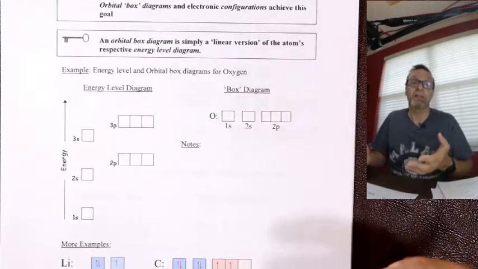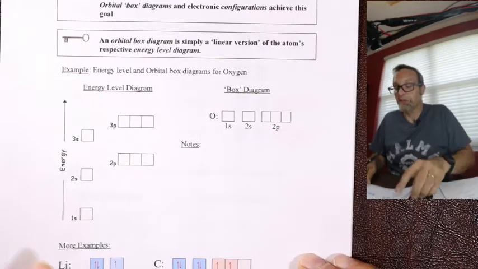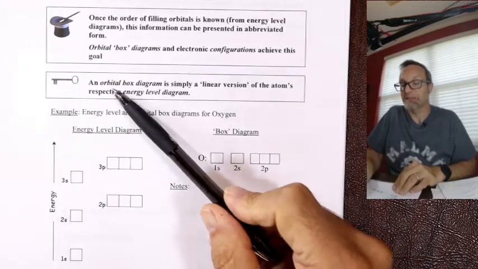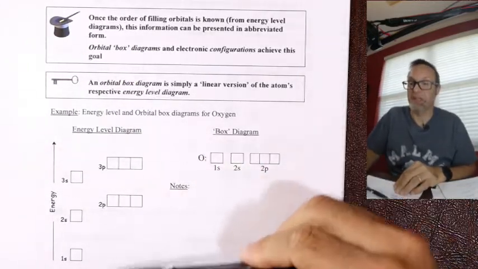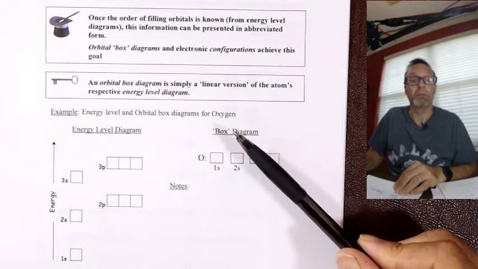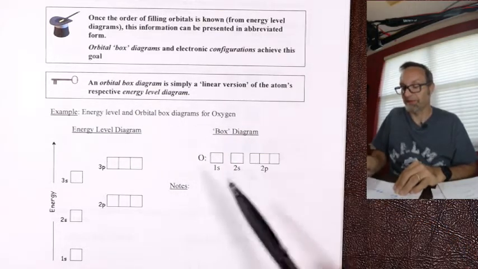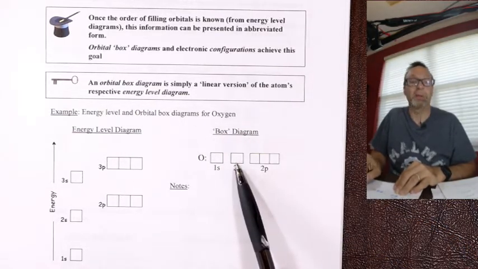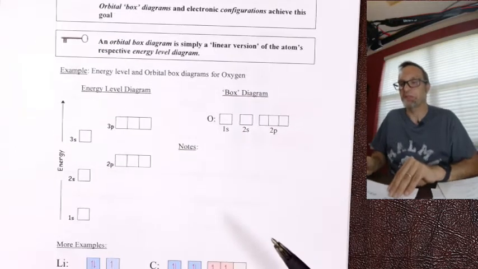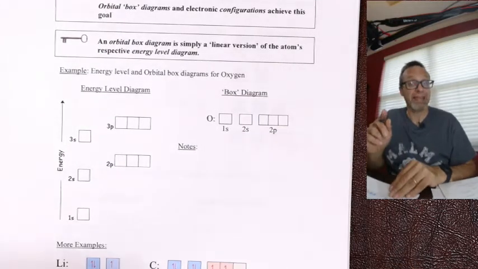We can do that because we know the order. This is an energy level diagram, and this is an orbital box diagram. An orbital box diagram is an energy level diagram lying down. So let's just do it for oxygen, element number 8.